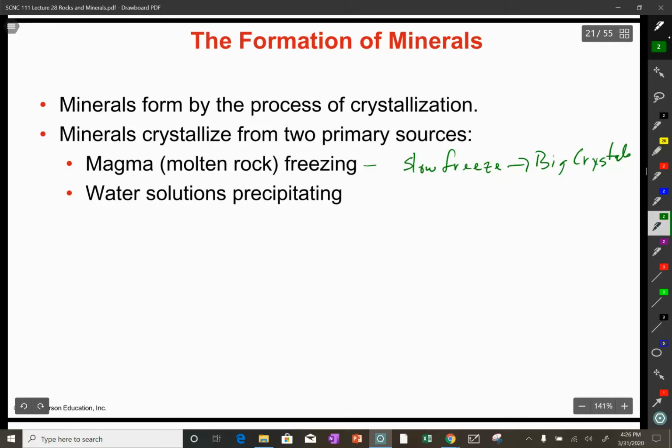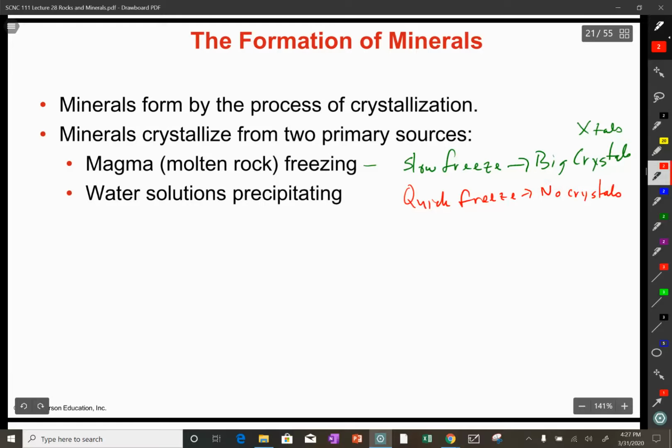By the way, scientists get very lazy and they put X tolls. You're only replacing 4 letters with that X. It's not big, but if you have a quick freeze, you don't have time to organize and you have little to no crystals.